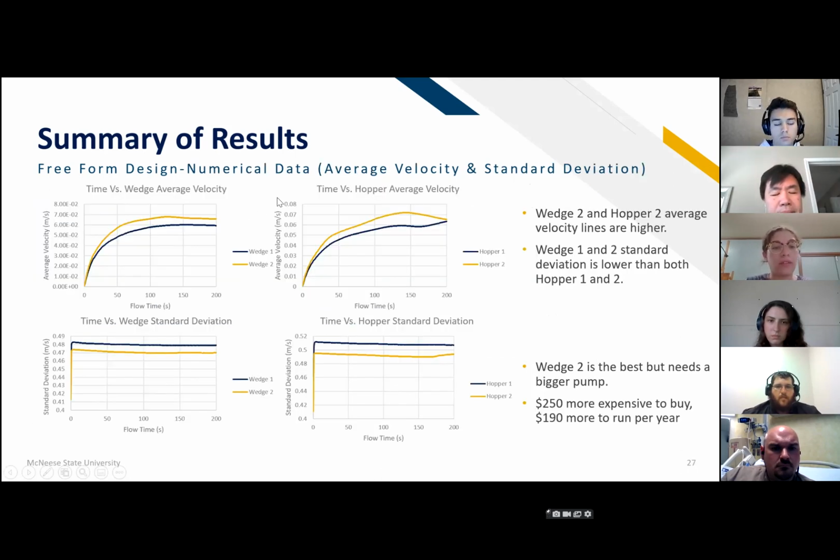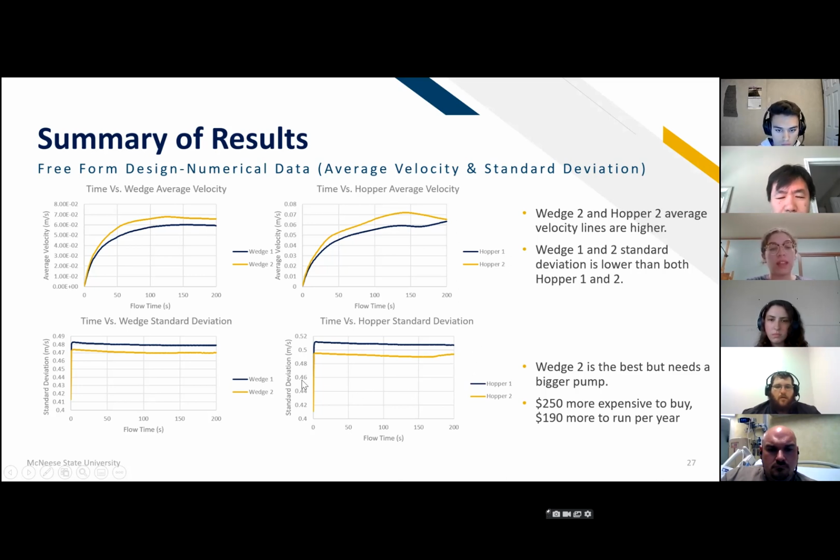So looking at the average velocity for each design, the graphs at the top show that wedge 2 and hopper 2, the yellow lines, have a higher average velocity than the wedge 1 and hopper 1 lines. As mentioned multiple times, because there were 2 added injection points, this was to be expected and doesn't really tell us which design has a better circulation. So to tell us which has a better circulation, the standard deviation throughout the pool was found.